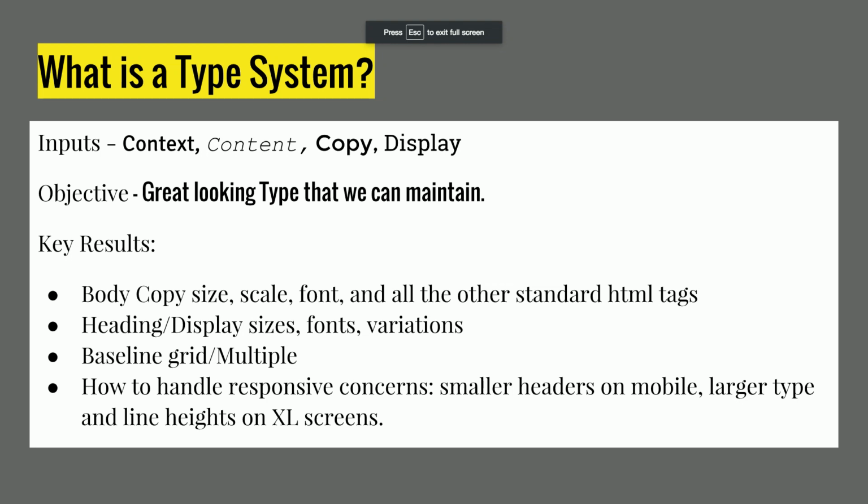And then on the other end, we'll have what our actual type system is, what we would deliver to our team or system: our body copy size, our body copy scale, the font size, all our standard HTML tags all defined, heading, display sizes, fonts, and variations, our baseline grid and our multiple, and I'll explain that in a little bit, and then how to handle responsive concerns like how small do headers get on mobile devices, at what breakpoint, what's the map for that, and then how to scale up for extra large screens.